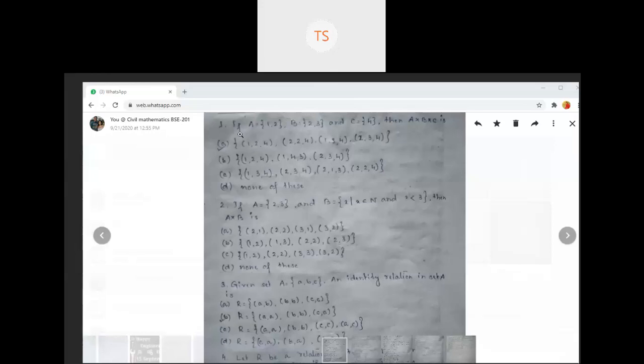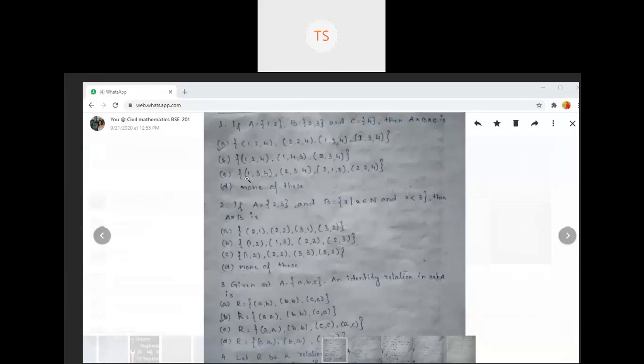Here I have given that set capital A has elements 1 and 2, another set capital B has elements 2, 3, and the third set capital C has the element 4. Then you have to find A cross B cross C. That means the ordered pair, or the Cartesian product, of A, B and C. Now from these options, which is the correct one?